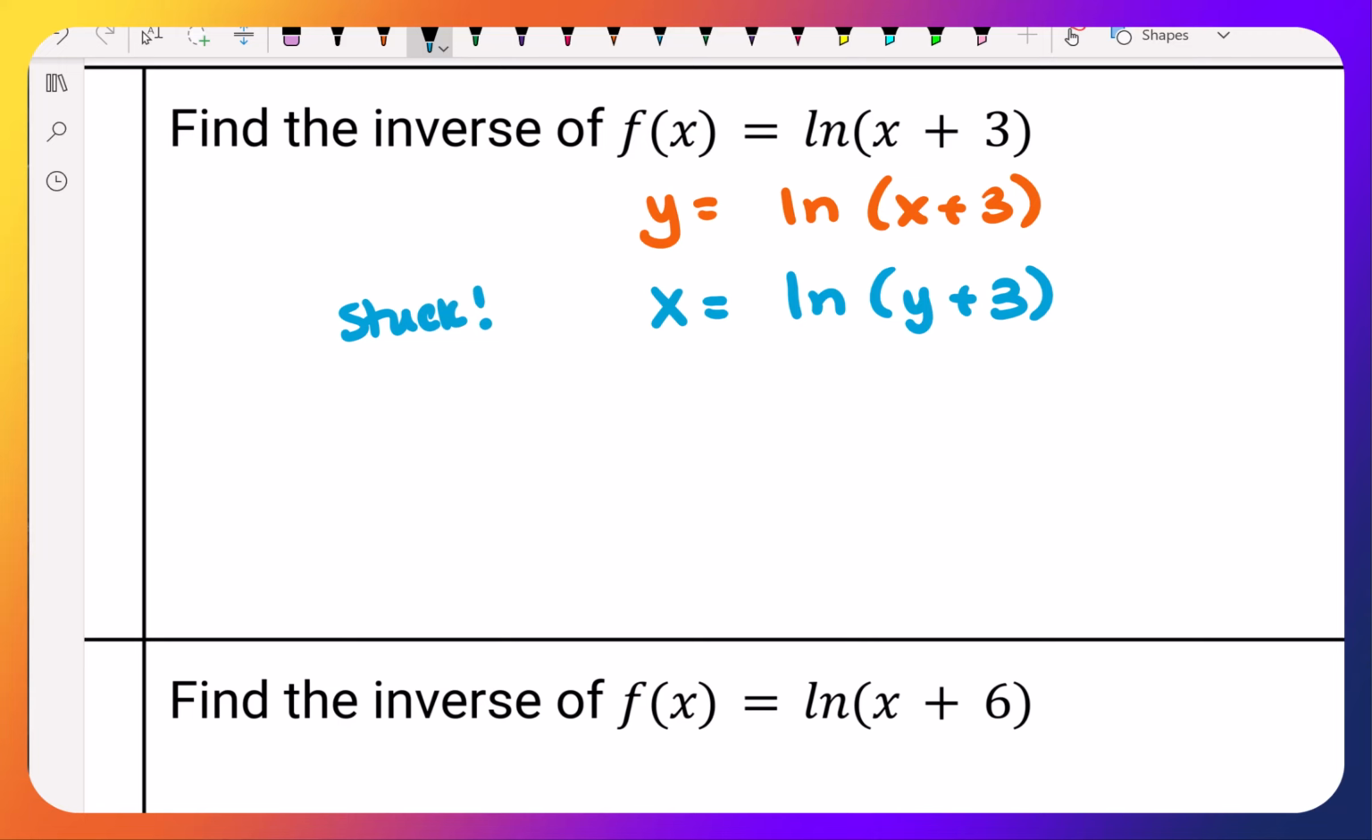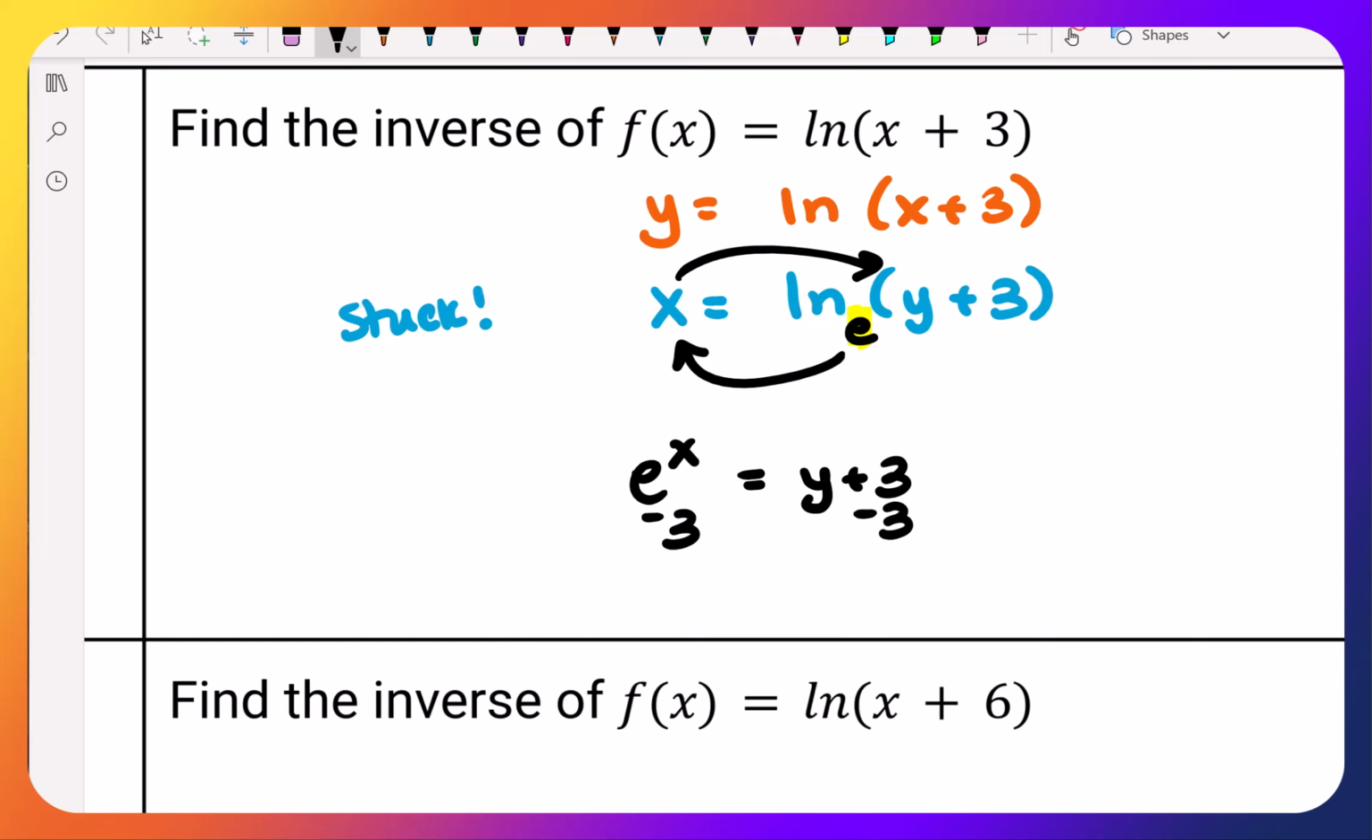What is the base of this logarithm? This is a natural log. The base of any natural log is base e. So you're going to write e to the power of x is equal to y plus 3. Now you got to clean it up a little bit. It has to be equal to y, so you're going to subtract 3. So final answer is going to be e to the power of x minus 3. Change this y back into function notation.